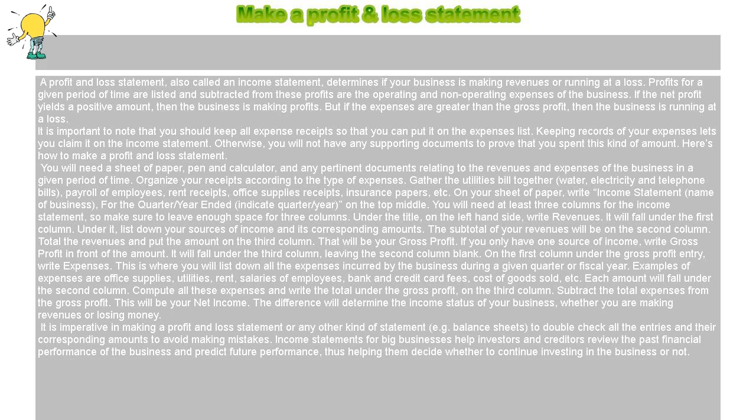If you only have one source of income, write gross profit in front of the amount. It will fall under the third column, leaving the second column blank. On the first column under the gross profit entry, write expenses.